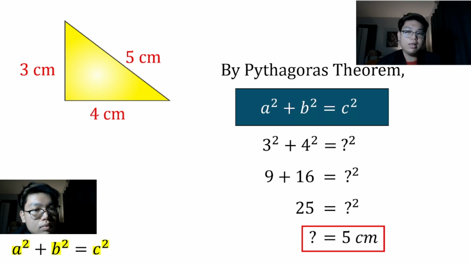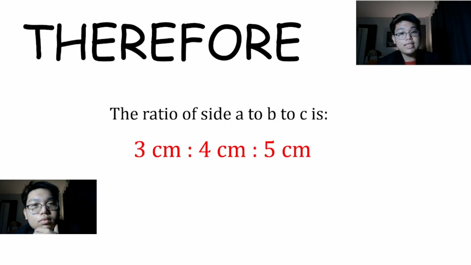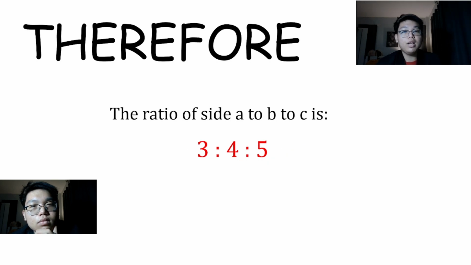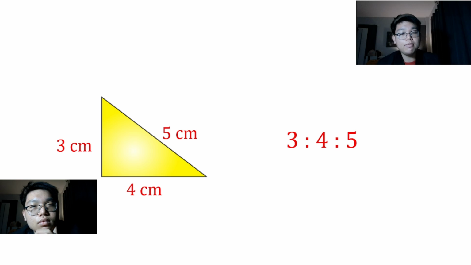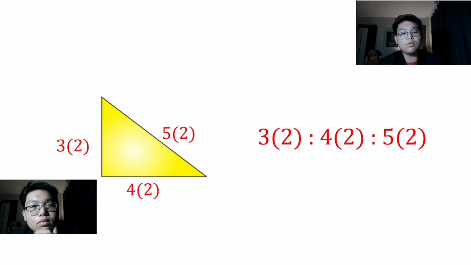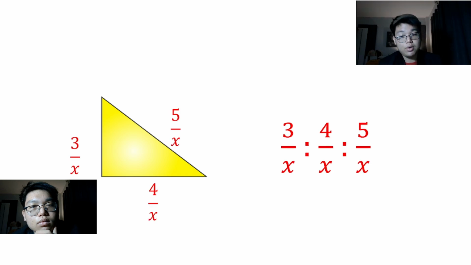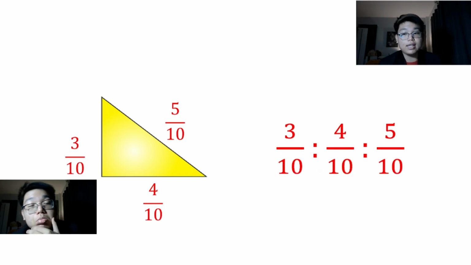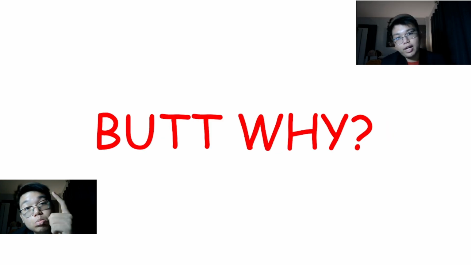So why am I talking about this? Well, it relates to ratio. Since these sides are comparable, they are in a ratio of 3 to 4 to 5. What I mean is that whatever you multiply these numbers by, the ratio will always be the same. So let's say 2, you get 6, 8, and 10. Or you can even divide them. Let's say you divide by 10, you get 0.3, 0.4, and 0.5.